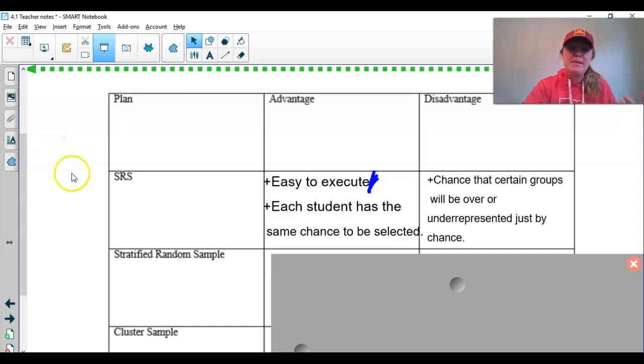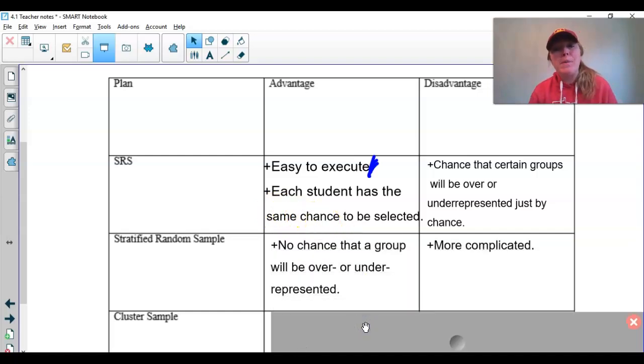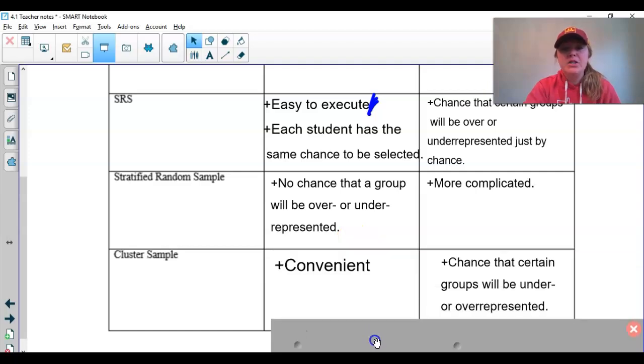A stratified random sample is where we have 2 or more hats. What's an advantage of that, okay? There's no chance that a group will be over or underrepresented, but a disadvantage is it is more complicated. A cluster sample is convenient, but again, there is a chance that certain groups will be under or overrepresented.